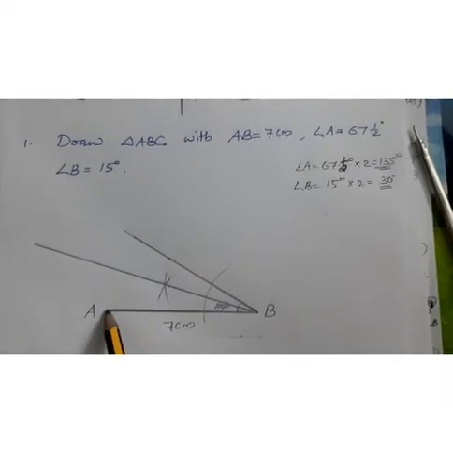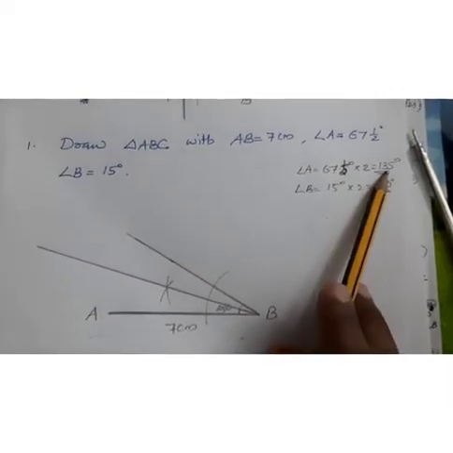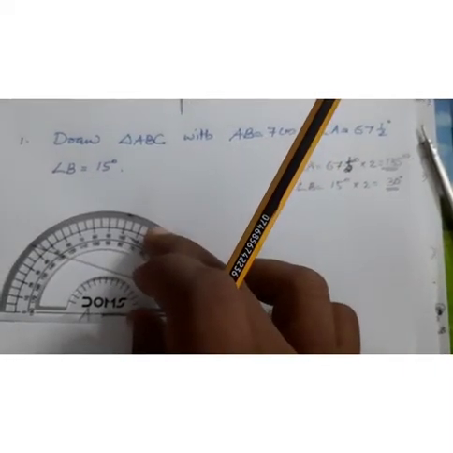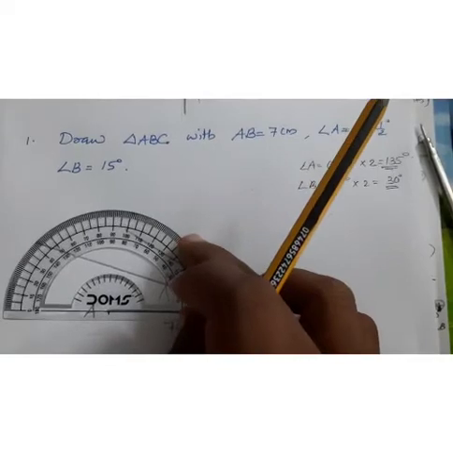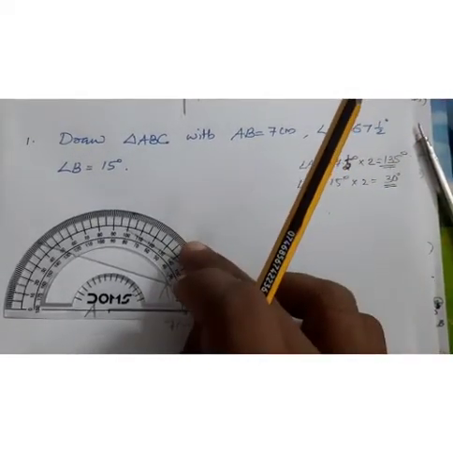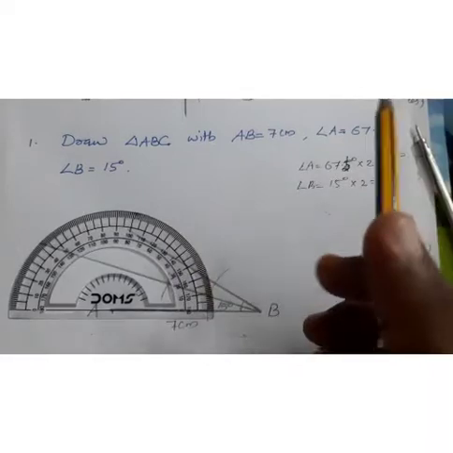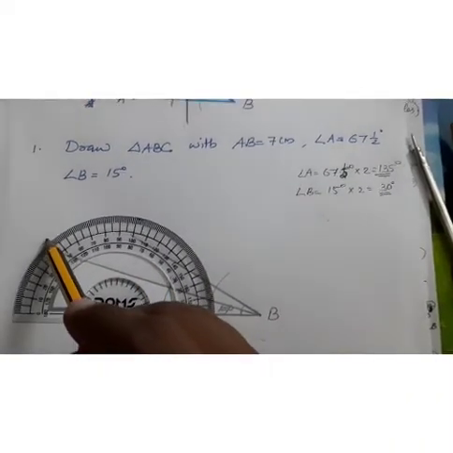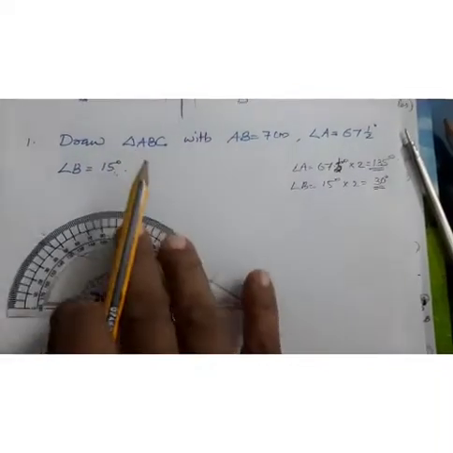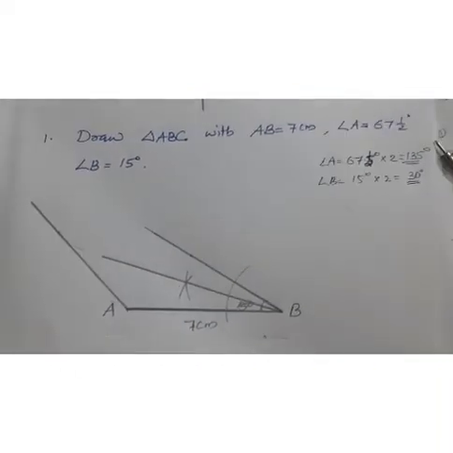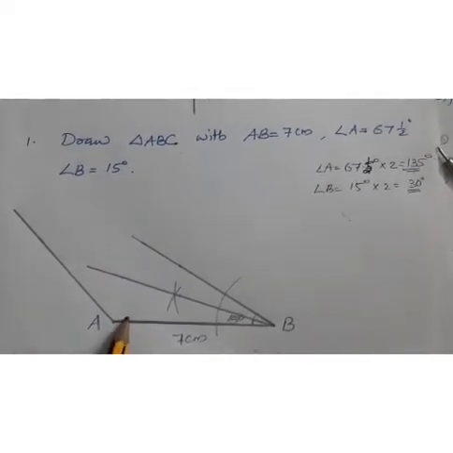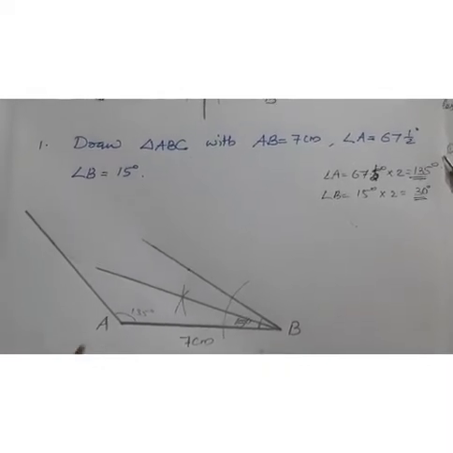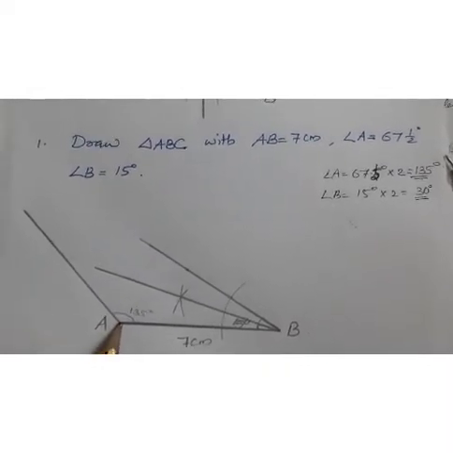Then from A, what you have to find out? 135 degrees. You have to mark it. So 0 to 135. Then draw the line. So got the angle as 135 degrees. Then take the angle bisector of A.